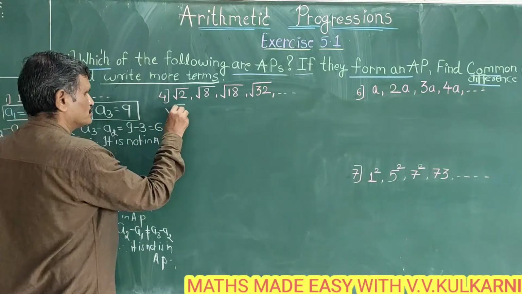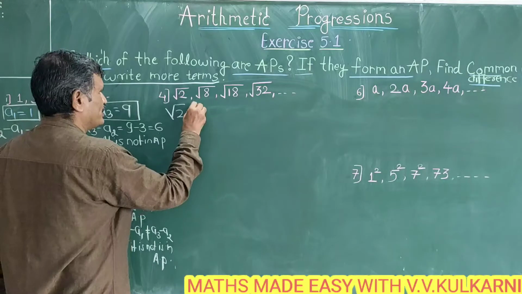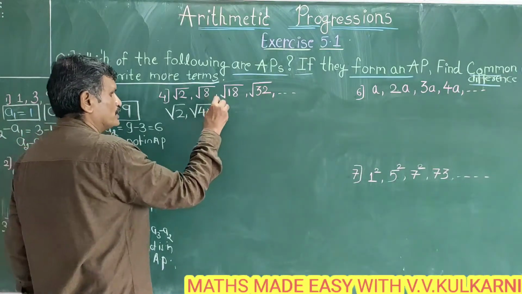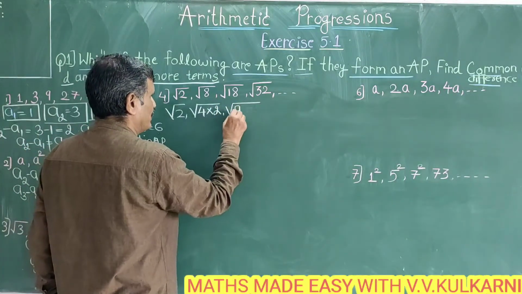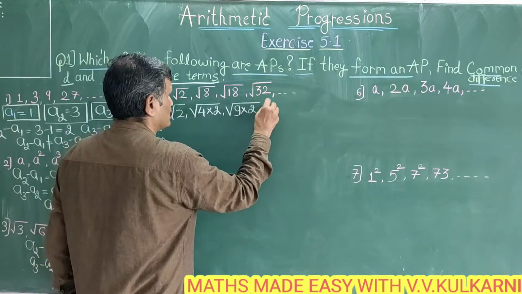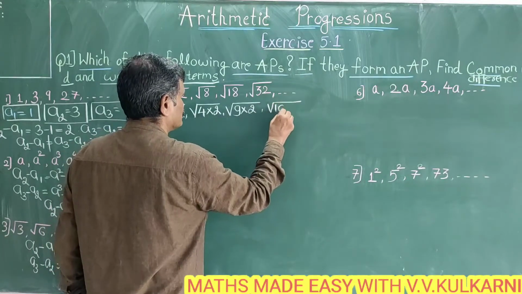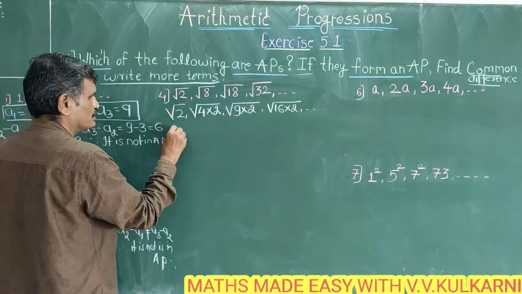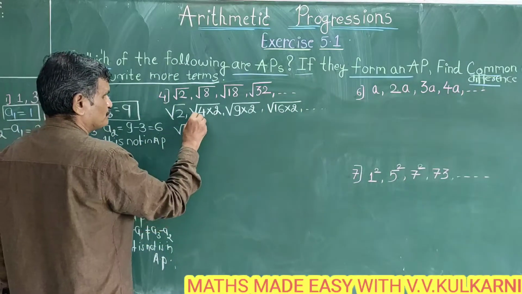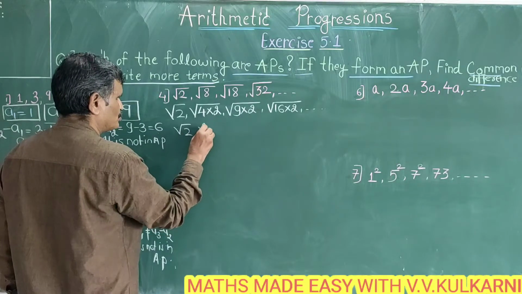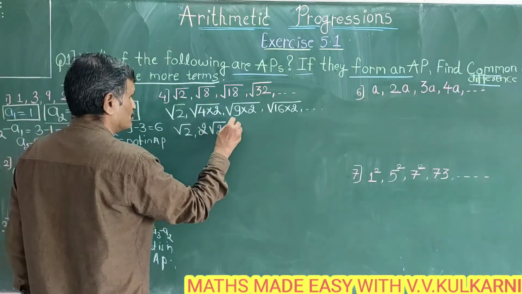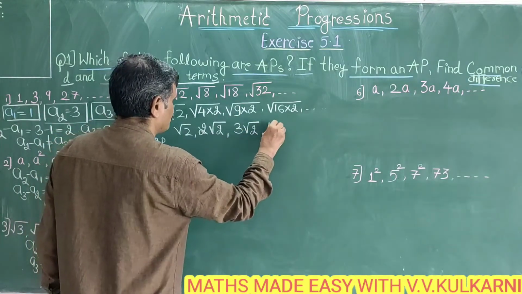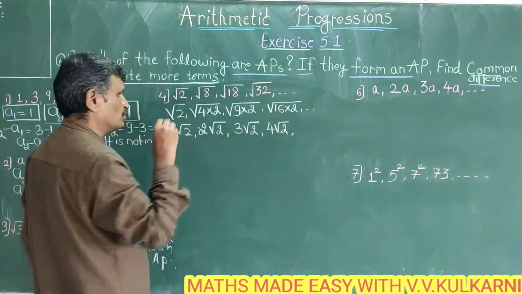How to check? This is root 2. Root 8 can be written as 4 multiplied by 2. Root 18 can be written as 9 multiplied by 2. Root 32 can be written as 16 multiplied by 2. If I solve it, then this becomes root 2, this becomes 2 root 2, this becomes 3 root 2, this becomes 4 root 2, and so on and so forth.